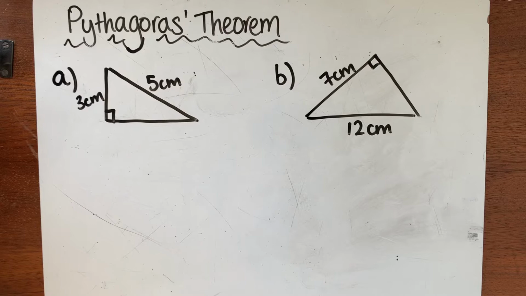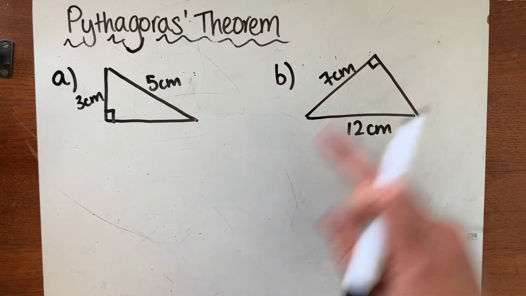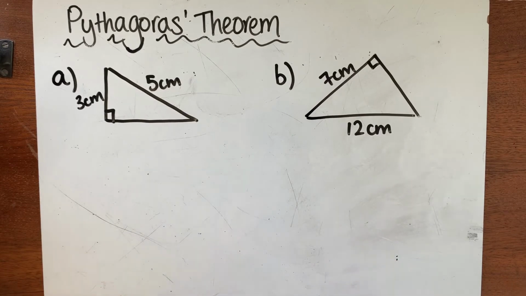The first video looked at how to find the length of the hypotenuse of a right angled triangle. Today what we're going to be doing is looking at how to find one of the shorter sides. Now, a triangle has three sides, it has one longest side, and so it has two shorter sides. So this method applies to finding either of the other sides that's not the hypotenuse.